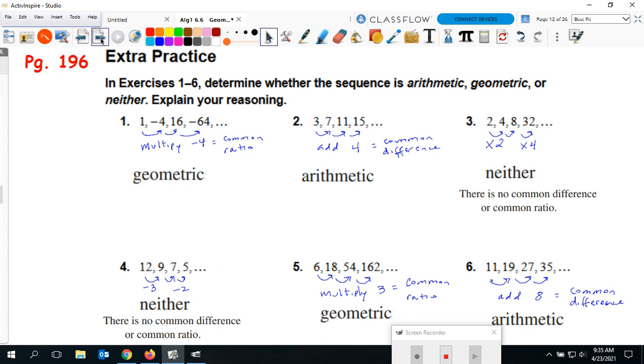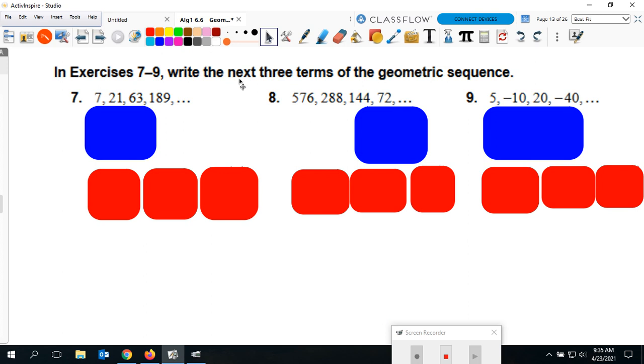Okay, let's go ahead and look at our next few problems. 7 through 9, they're in the middle of the page on 196. It says write the next 3 terms in the geometric sequence. Okay, so first of all, it tells us right here in the instructions that it is a geometric sequence. So we know we're going to be multiplying. We know we're going to have a common ratio. We just need to figure out what that common ratio is. So for number 7 here, it starts with 7, then 21. So you can think, okay, what are you multiplying 7 by to get 21?